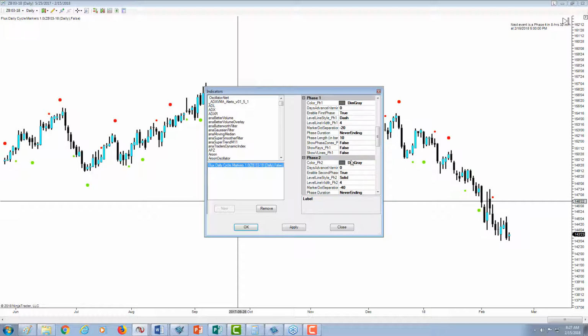And I want to make all of the dot spacings the same so they're not so far away. Yep. Here we go.